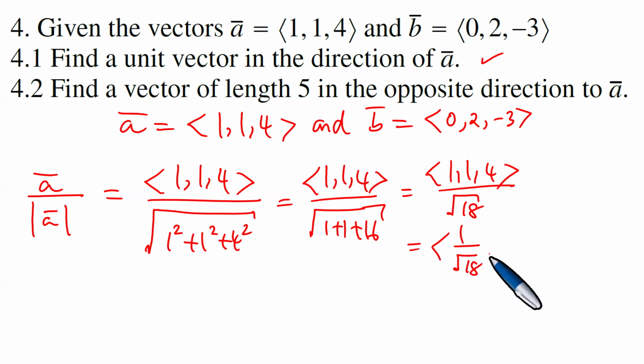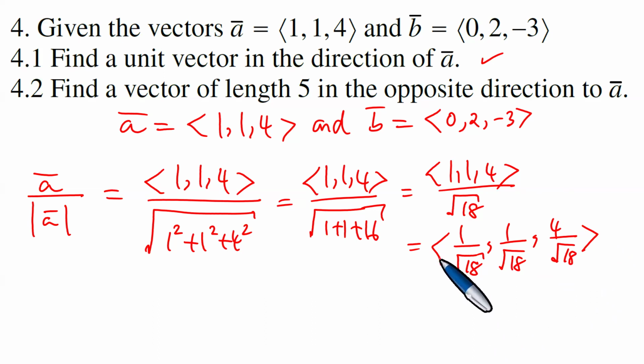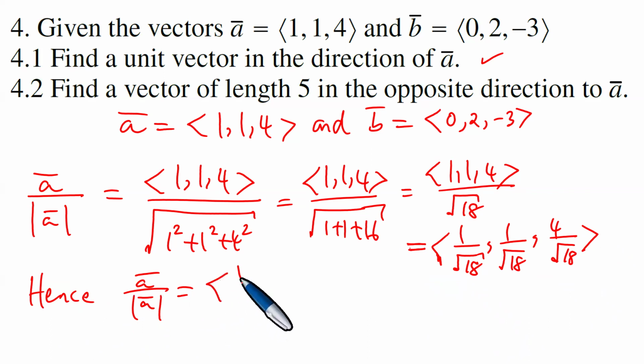Which is 1 over the square root of 18, 1 over the square root of 18, 4 over the square root of 18. So in the end, this is what we're getting, and hence, which is 18 here, 1 over the square root of 18, and this is 4 over the square root of 18, and therefore this is exactly what we have here.